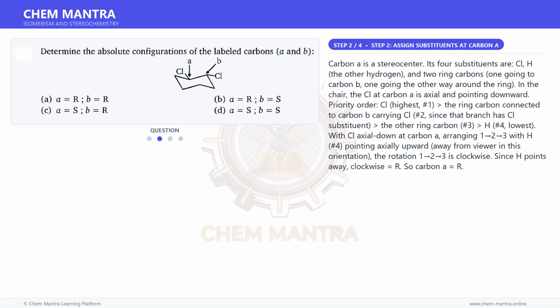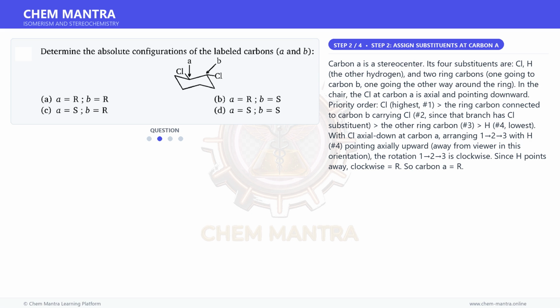Moving on to the next step. Carbon A is a stereocenter. Its 4 substituents are Cl, H, and 2 ring carbons, one going to carbon B, one going the other way around the ring. In the chair, the Cl at carbon A is axial and pointing downward. Priority order: Cl, highest, number 1; the ring carbon connected to carbon B carrying Cl, number 2, since that branch has a Cl substituent; the other ring carbon, number 3; H, number 4, lowest.